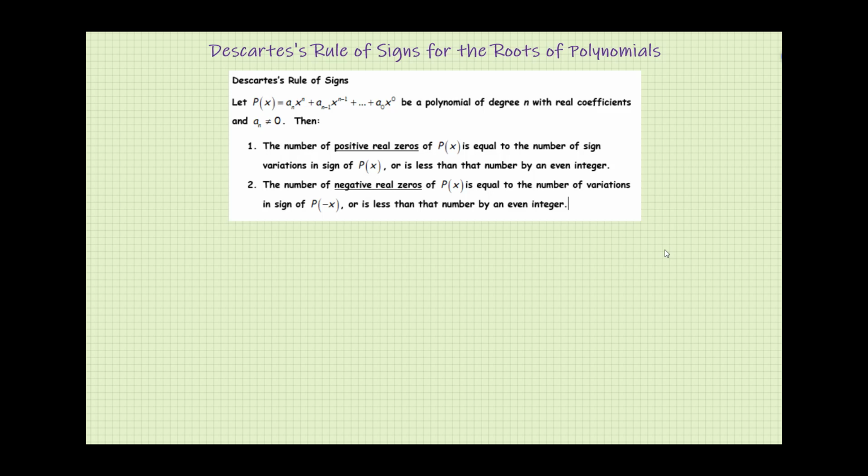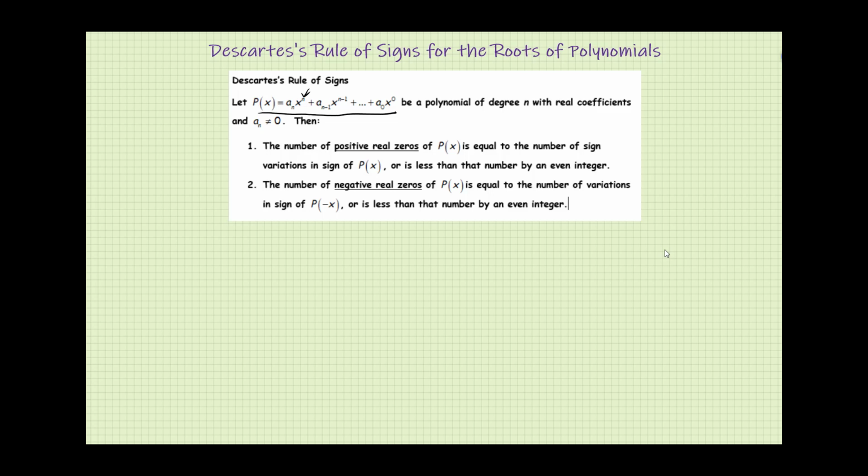Essentially, what this is telling us is that you might be given a polynomial with a degree n. Remember, the degree is just the highest exponent of the polynomial. And it says the number of positive real zeros is equal to the number of sign variations of the function, or less than that by an even integer. And this is the possible number. And then the number of negative real zeros of the function is equal to the number of variations in sign of p of negative x. I'll show you how to handle both of these.